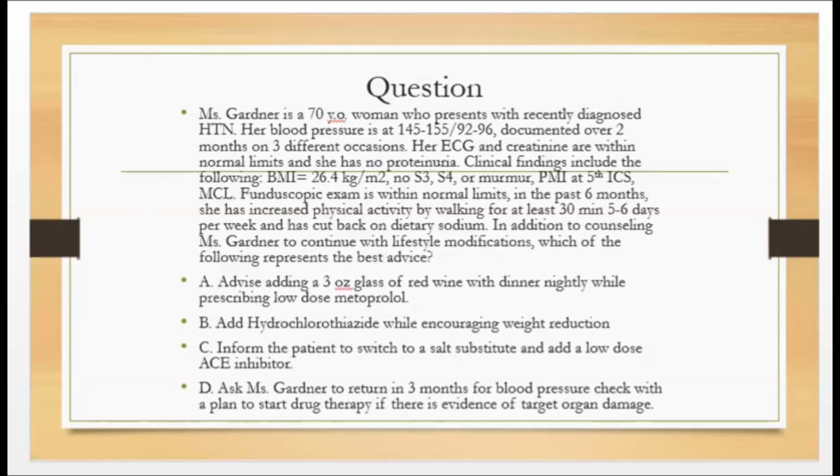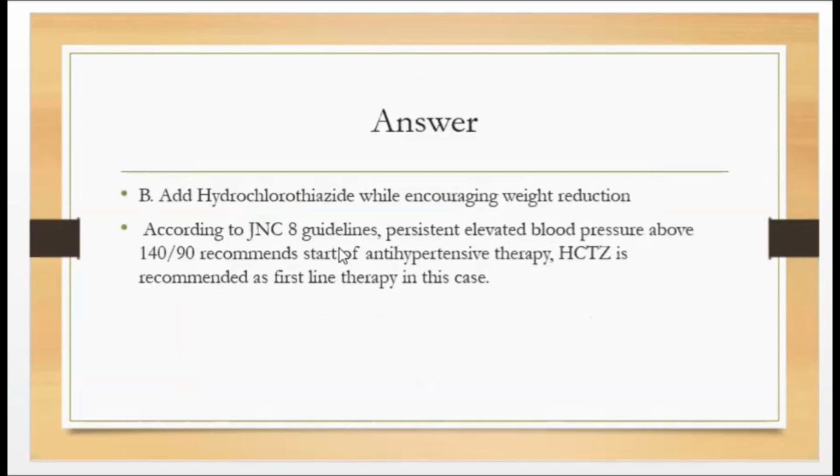So that is it. So according to JNC 8, persistent elevation above 140 over 90 recommends starting treatment. So we can start hydrochlorothiazide. And another thing you need to know, if the patient is African American, when you start hydrochlorothiazide, after some time, if the blood pressure is still elevated, you can start them on calcium channel blocker. For African American, calcium channel blocker. Okay.